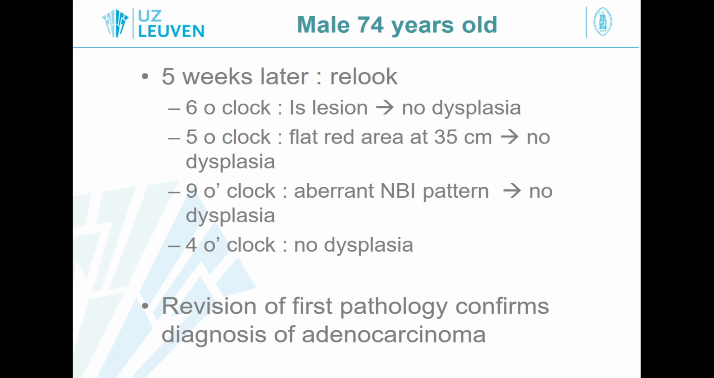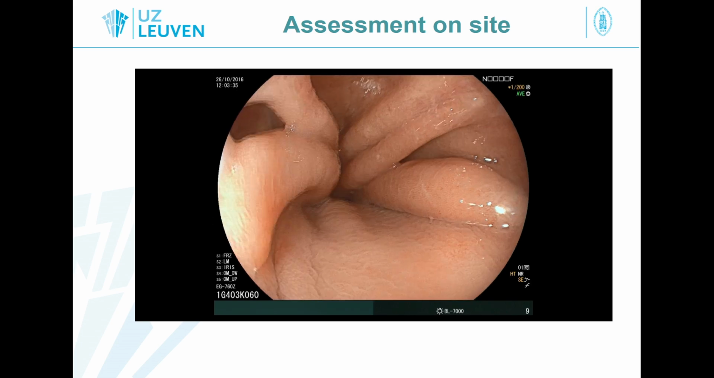And it also indicates how your mindset works. Once you know there is something, you may start seeing things and see aberrant NBI patterns. So you focus more on the abnormal things. The first step we did was to revise the first biopsies, obviously, because it can sometimes be difficult. But here the pathologists agreed.